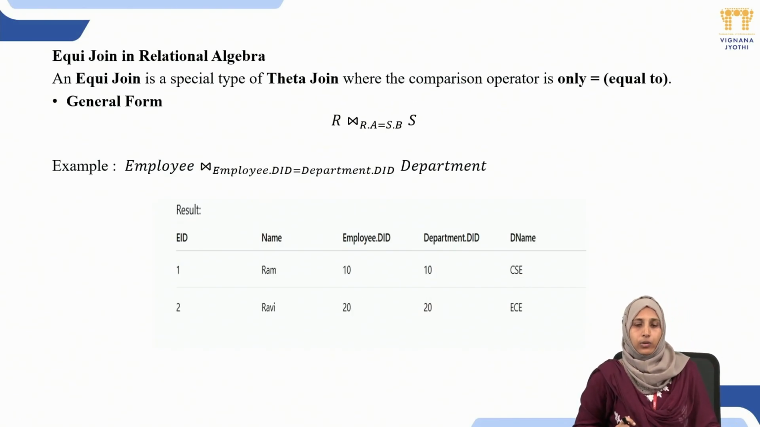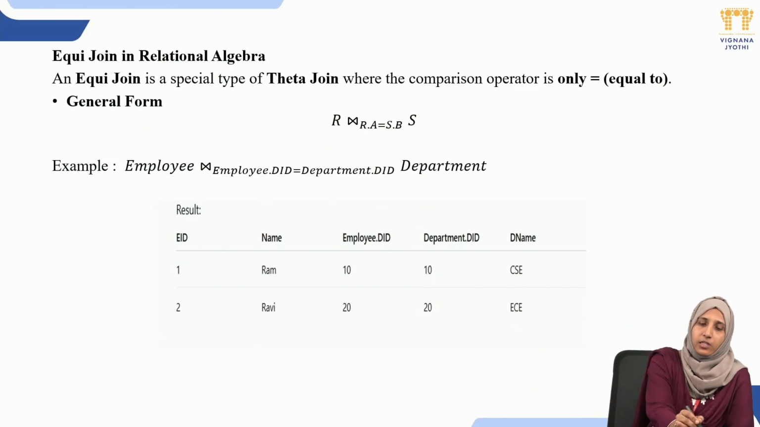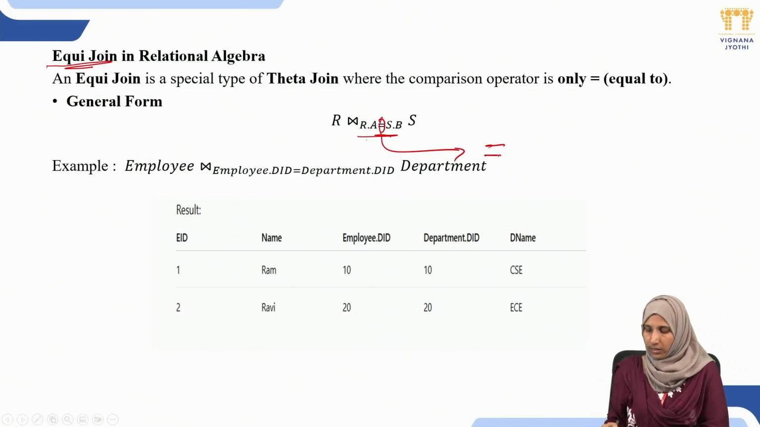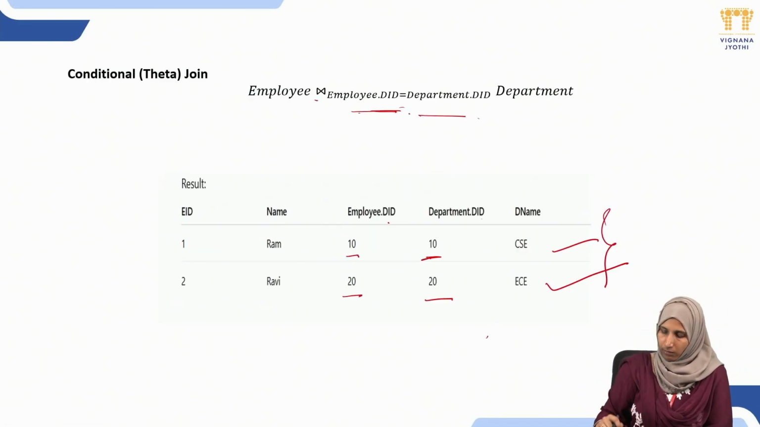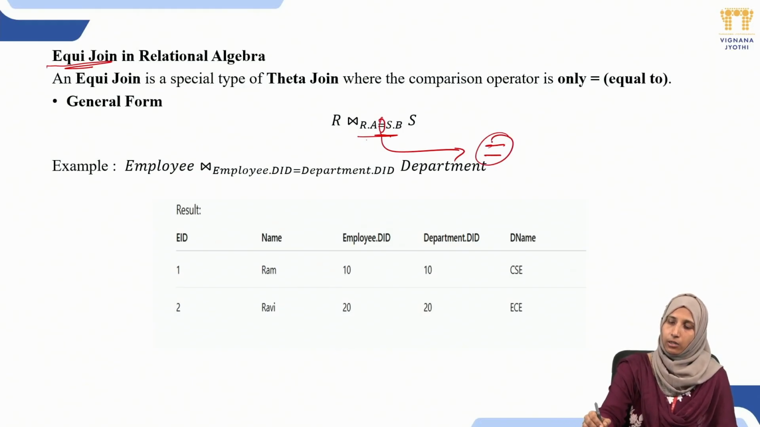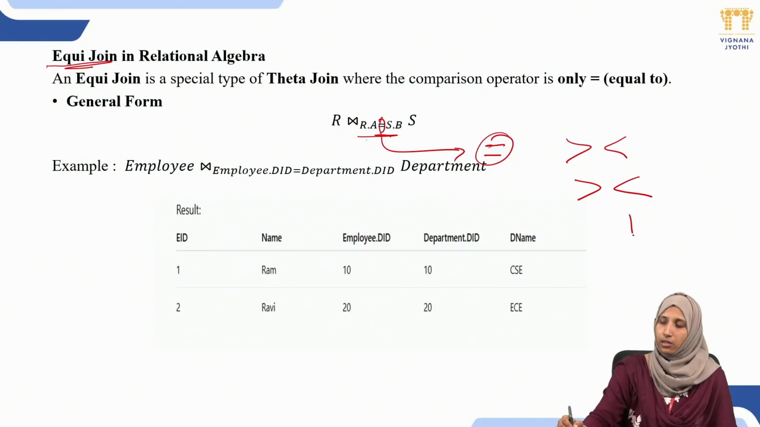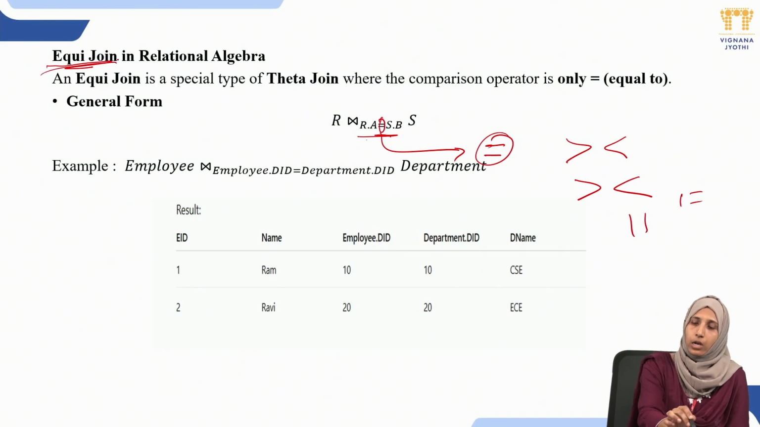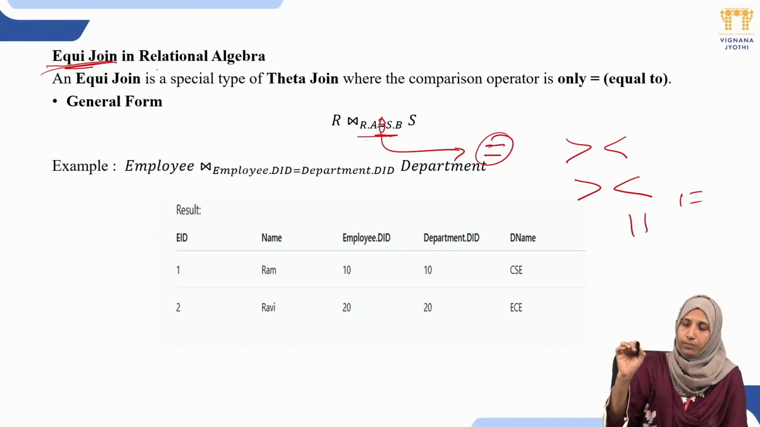Second type is equi-join. The name equi-join itself suggests that while assigning the condition here, you're always going to use the equal symbol only. Whereas in conditional join or theta join, other than the equal to symbol, you can make use of any sort of symbol: less than, greater than, not equal to. Any sort of operators you can make use of, whereas in equi-join, you are allowed to use only the equal symbol.